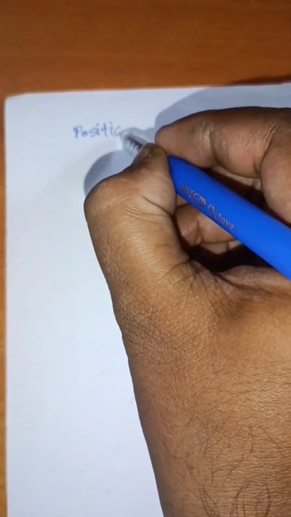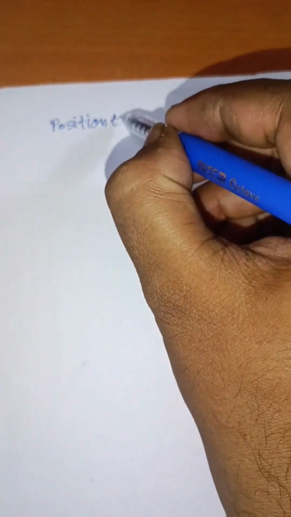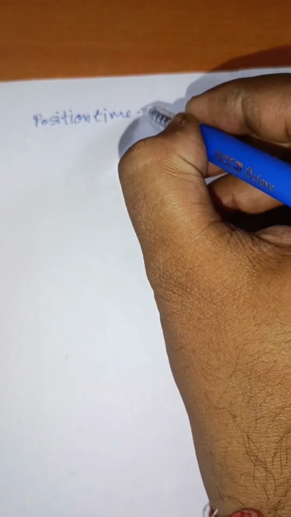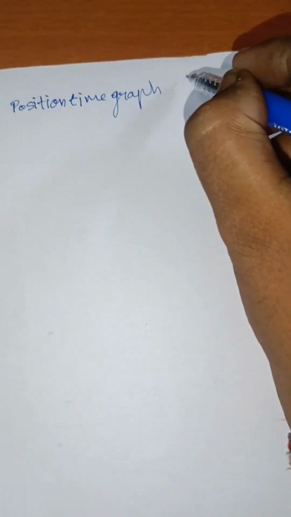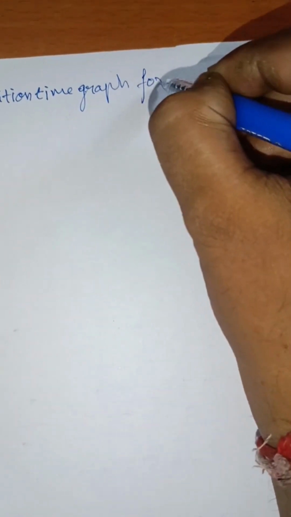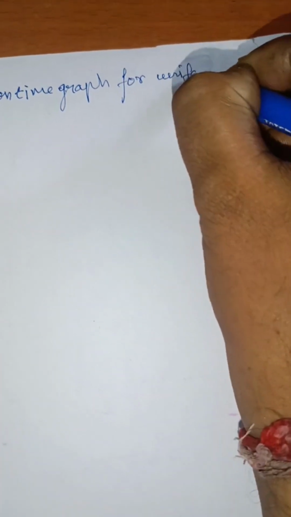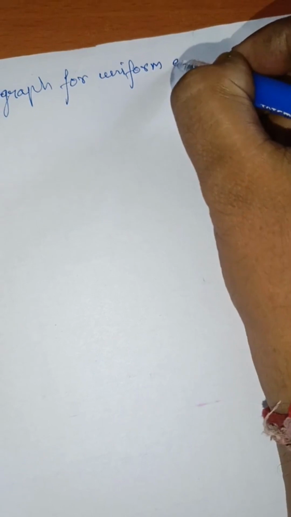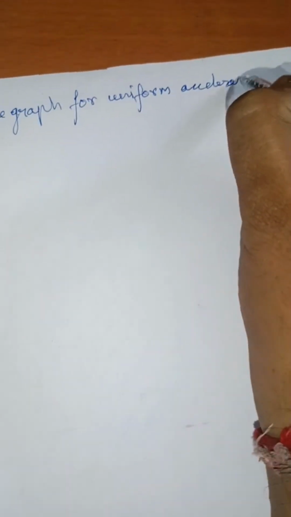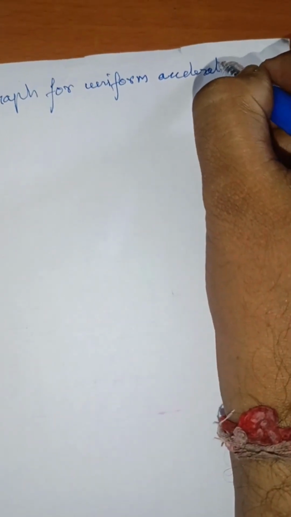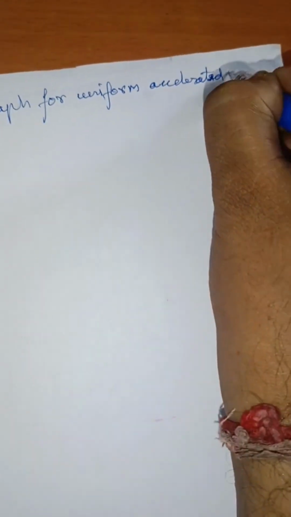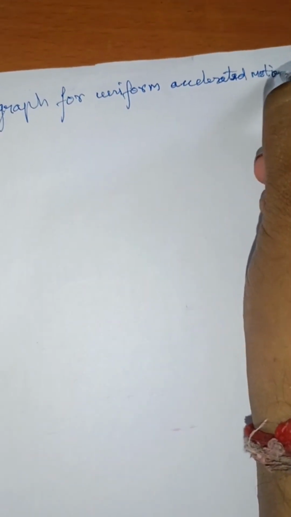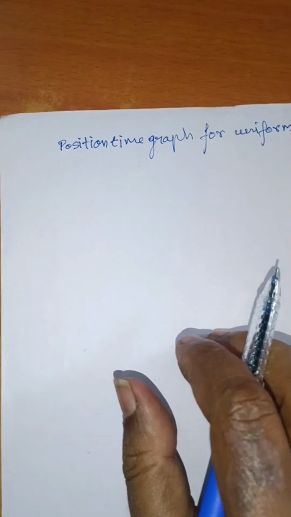We are going to discuss the position time graph for a uniform accelerated motion. So what is a uniform accelerated motion? And what is the position time graph for a uniform accelerated motion?